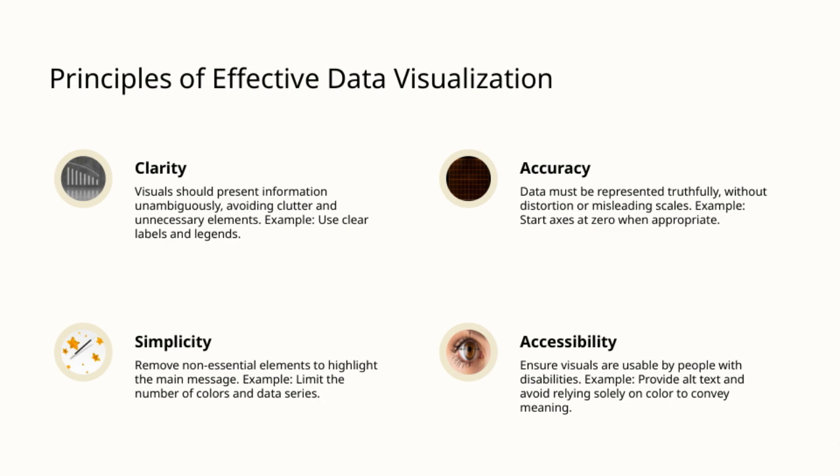Then there's accuracy. It's vital that our data is represented honestly and without distortion. A good rule of thumb is to start axes at 0 when it makes sense, so the scale is truthful and not misleading. Finally, clarity. Our visuals should communicate information clearly and without confusion. Using clear labels and legends helps avoid clutter and makes the data easy to interpret. All these principles, accessibility, simplicity, accuracy, and clarity, are essential for creating visuals that truly inform and engage our audience.